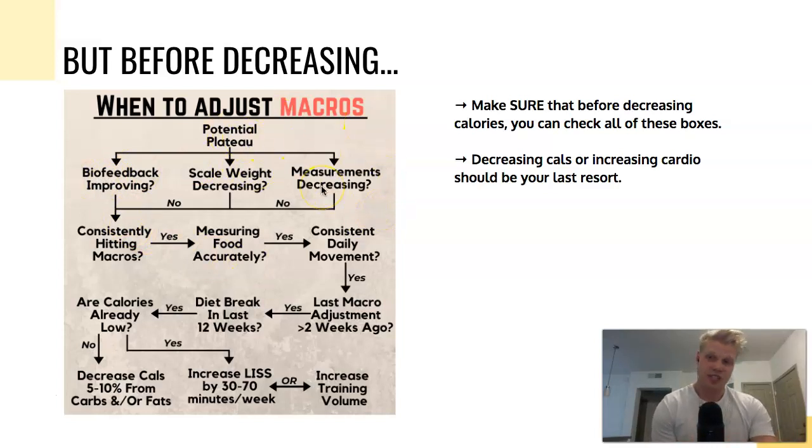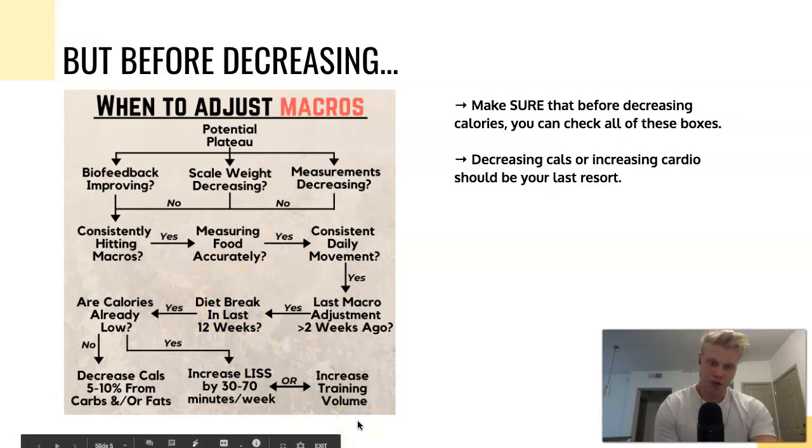Are our measurements decreasing, and is scale weight decreasing? Biofeedback is kind of an optional one. I would focus more on these two for weight loss. Are you consistently hitting your macros? Are you measuring your food accurately? Are you consistent with your daily movement? Has it been at least 2 weeks? And then finally, we're going to go over diet breaks next week. Have you taken a diet break in the last 12 weeks?